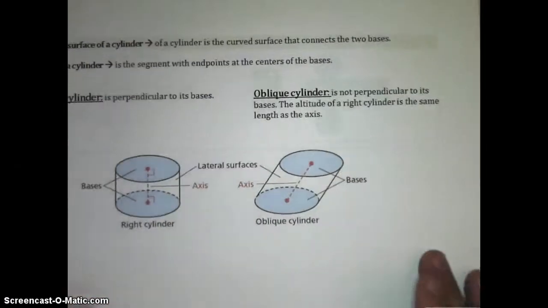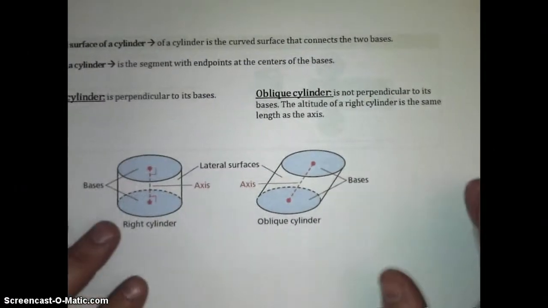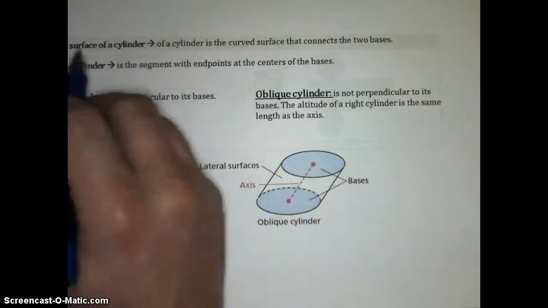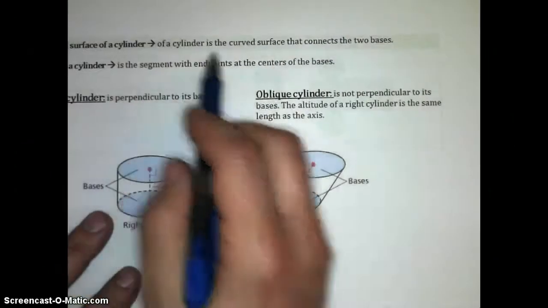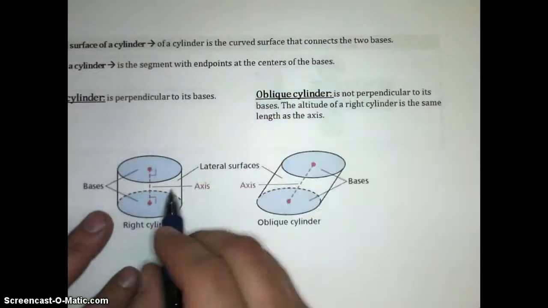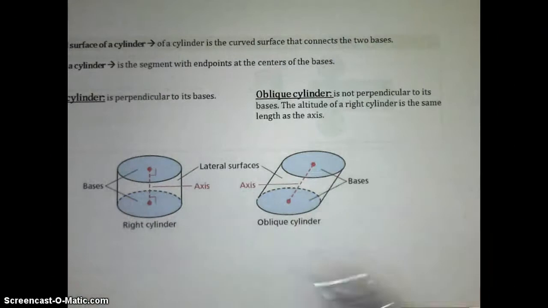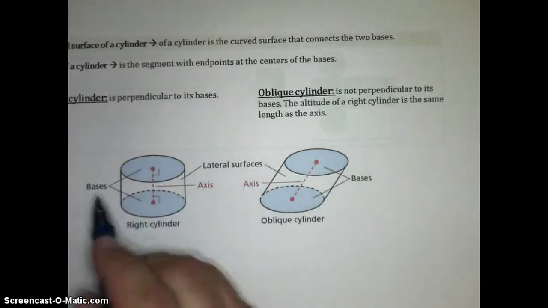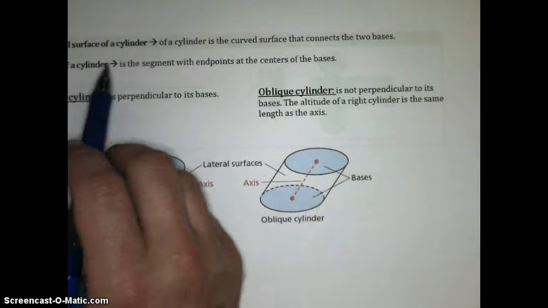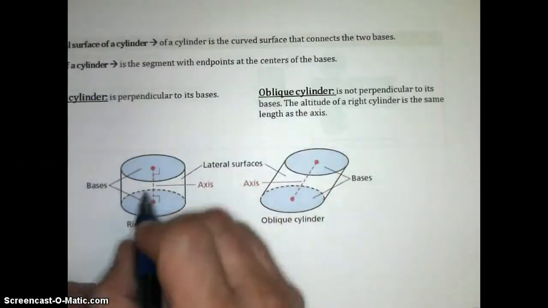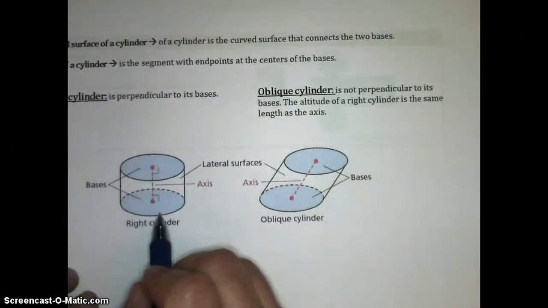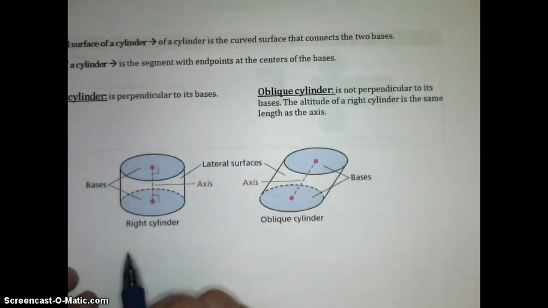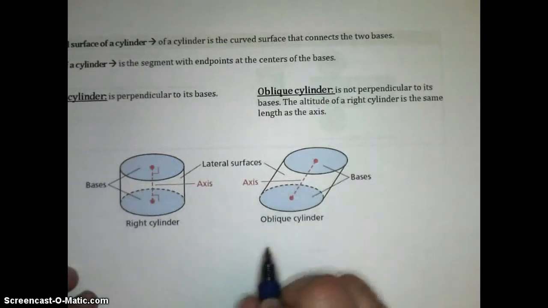All right, now let's take a look at lateral area and surface area of cylinders. The lateral surface of a cylinder is the curved surface that connects the two bases. If we were to unwrap that, as we'll look at in a minute, we would get a rectangle, but it's technically a curved surface. The axis of a cylinder is the segment with endpoints at the center of the bases. If it's a right cylinder, the axis is perpendicular to your bases. If it's oblique, that axis is not perpendicular to the bases.